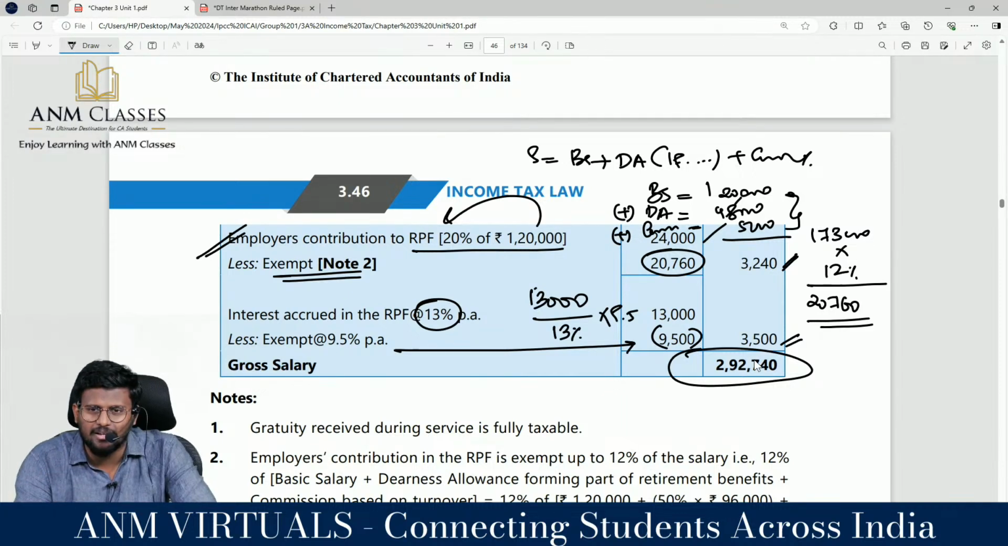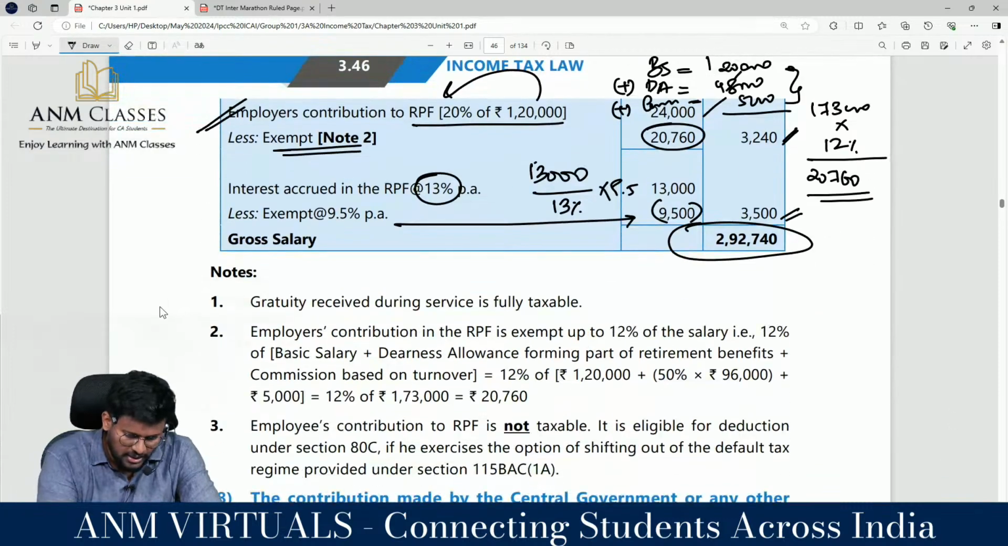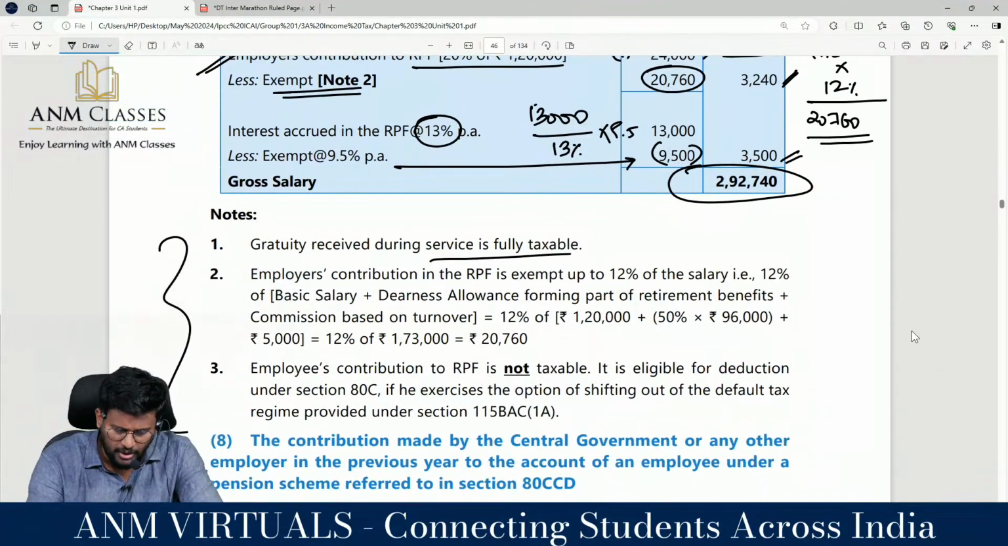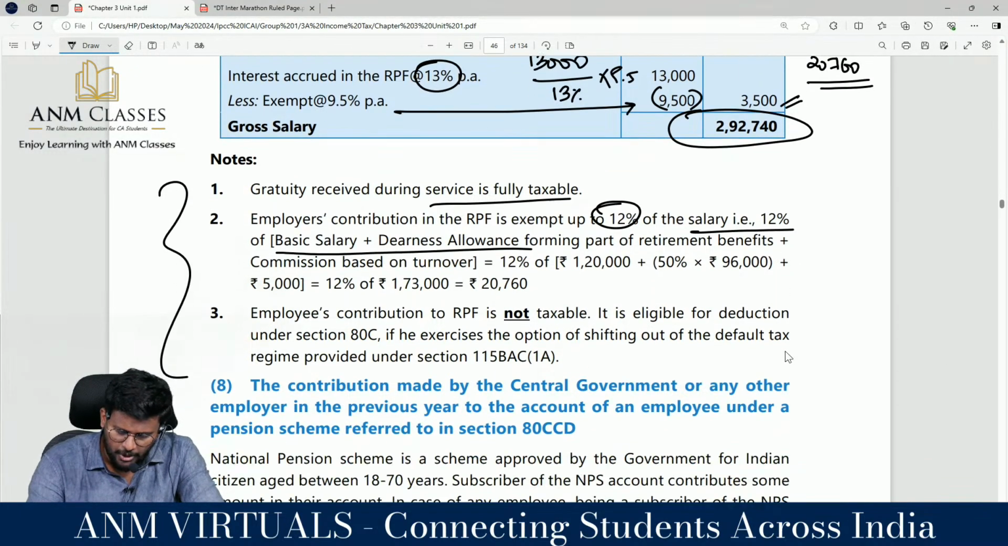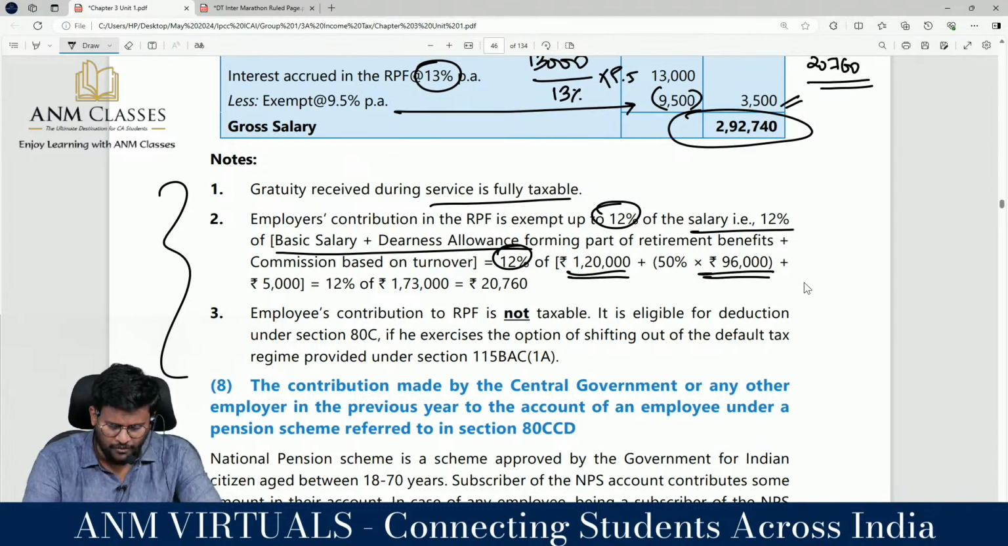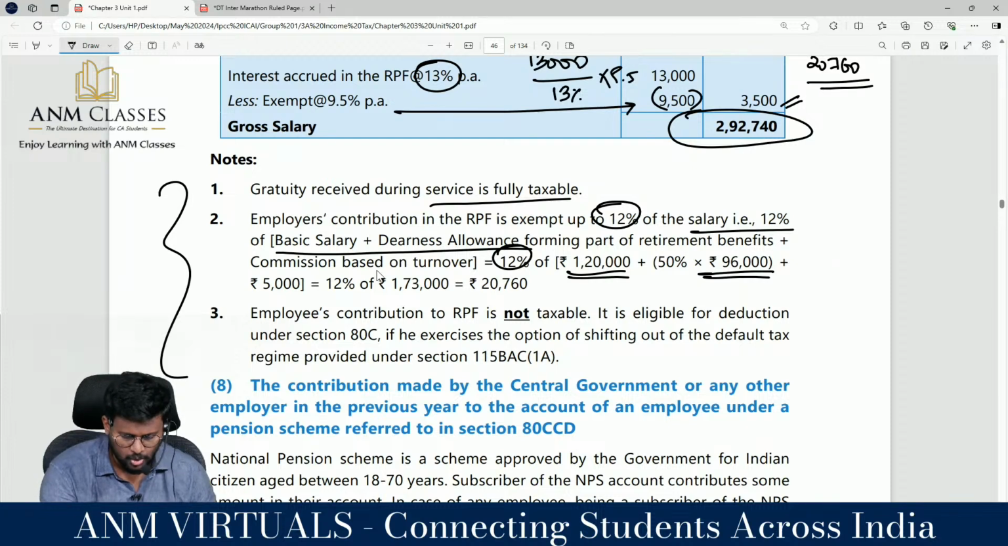என்னதான் கேட்டிருக்காங்க? Less standard deduction எழுது sir. Gratuity received during the service is fully taxable. Employer contribution in excess of எத்தனை percentage? So 12% of basic salary plus DA forming part of retirement benefits. Yes, 12% of 1,20,000 plus 96,000 of 50%. Yes, which is 12,000 of 1,73,000.